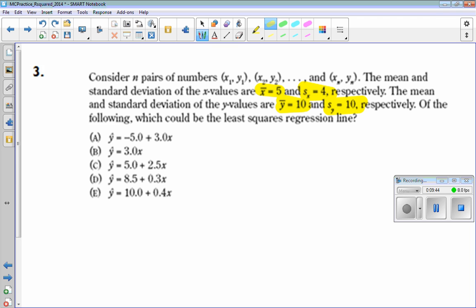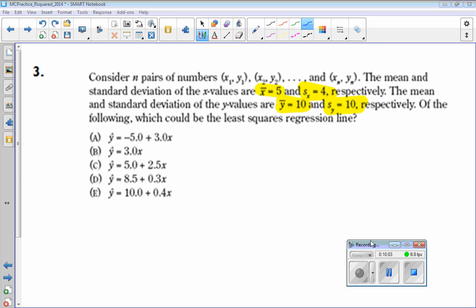If you are ever given those things, you should instantly think of what? The formulas on your formula sheet, okay? Because those are the values that are given. So you have your formula sheet there. You should have it out, okay? So let's write down the three formulas that we've used up to this point.